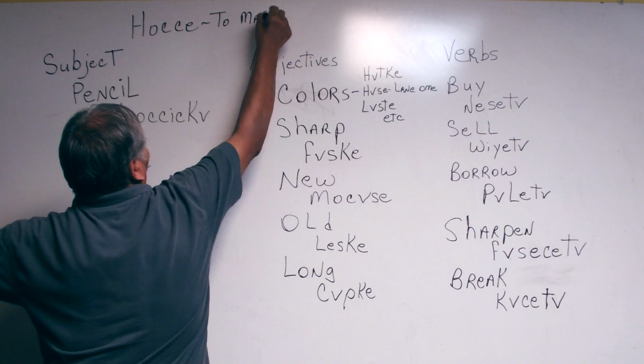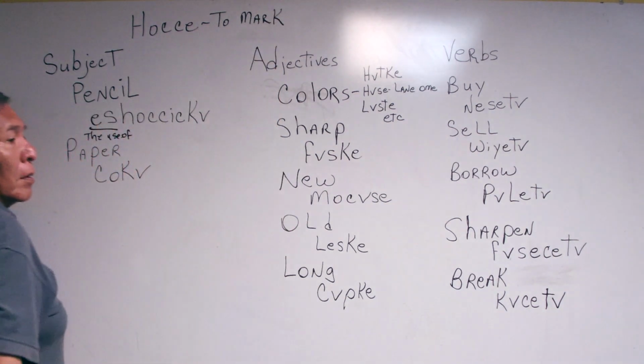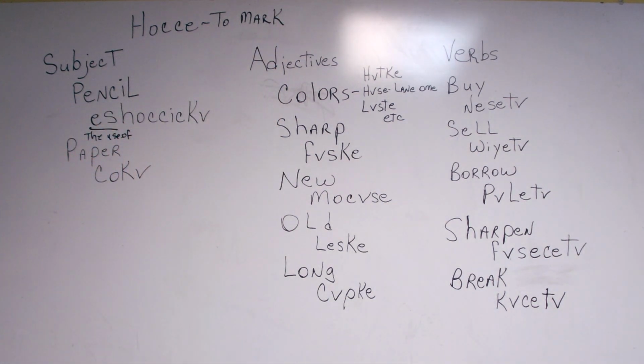Let me give you an example, Joe. Back in the old country, there's a town called Chattahoochee. It uses that word hochi, and it means mark on the rock, a rock that's been marked on. So hochi is to mark something.